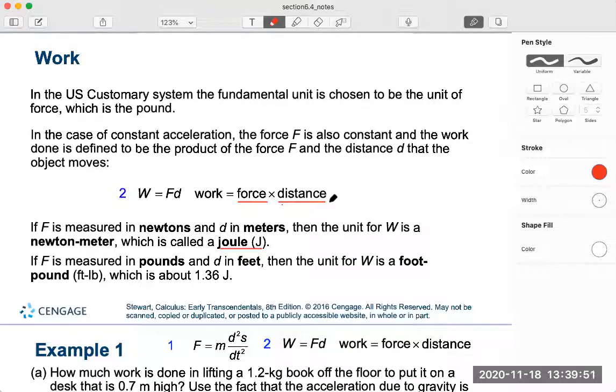In the US, we use a different system. For force, we may use pounds, and the unit foot-pounds, which is about 1.36 joule.